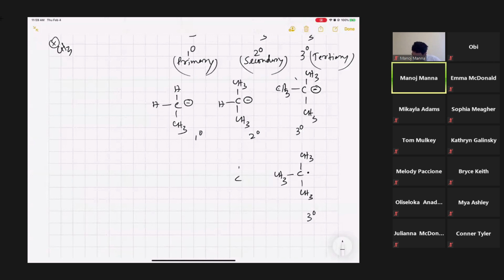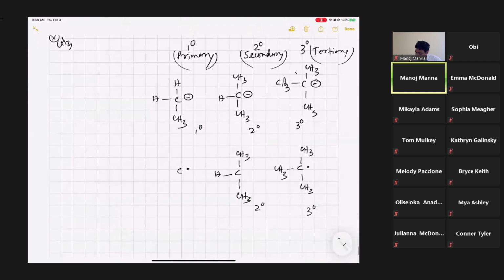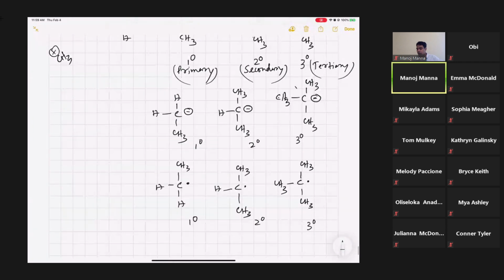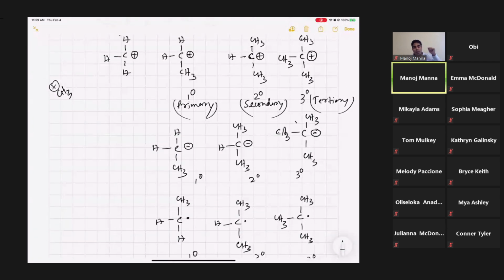And if you have a carbon with CH3, CH3, and hydrogen, this will be 2 degree. And here is a carbon dot, a single electron radical, a 2 degree radical. And if you have a carbon with a CH3, hydrogen, and hydrogen, this will be your 1 degree.